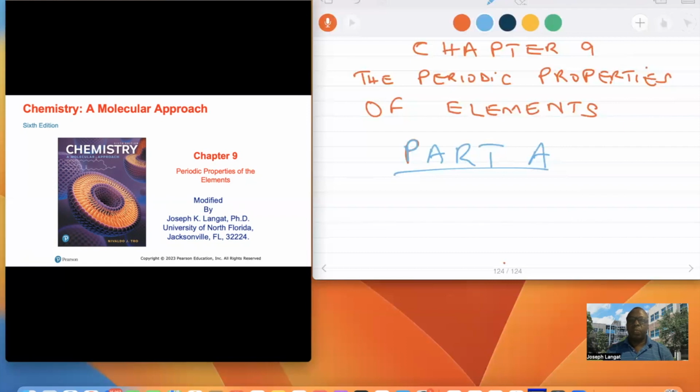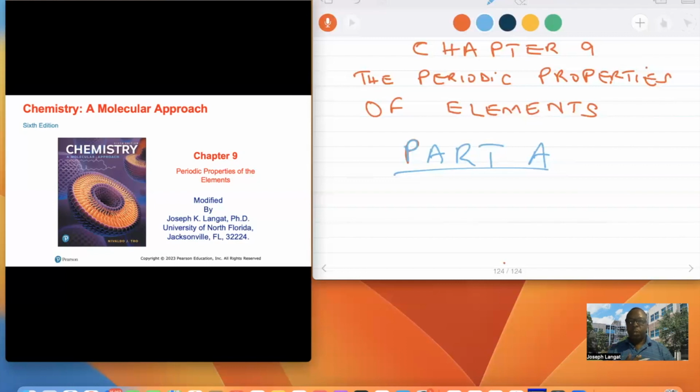At the beginning of the semester, we looked at the elements on the periodic table, writing the chemical symbols, writing the chemical names, and we looked at how the periodic table can be broken into metals, nonmetals, or semi-metals for metalloids. In Chapter 9, we will look at the periodic properties of those elements.